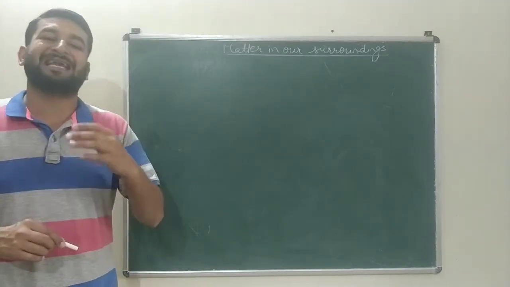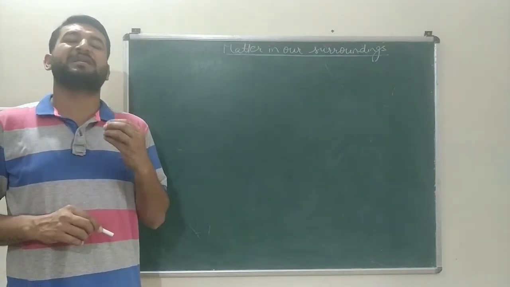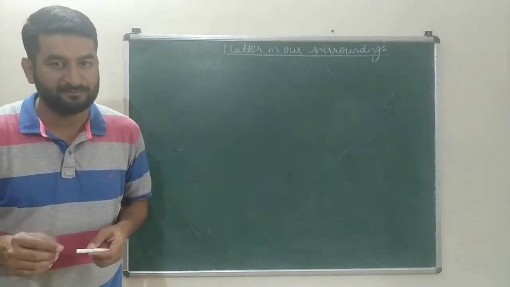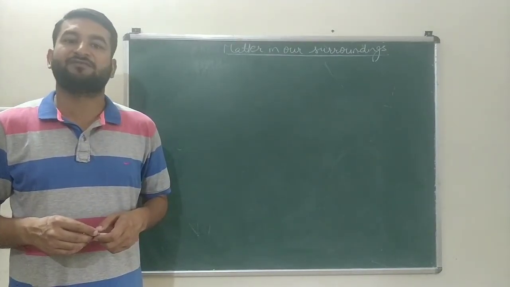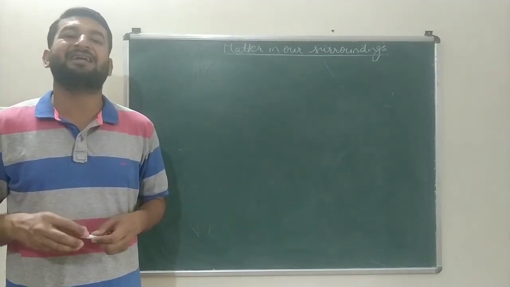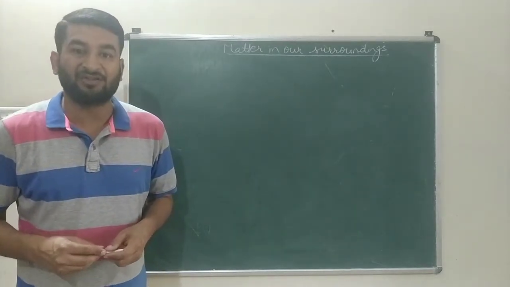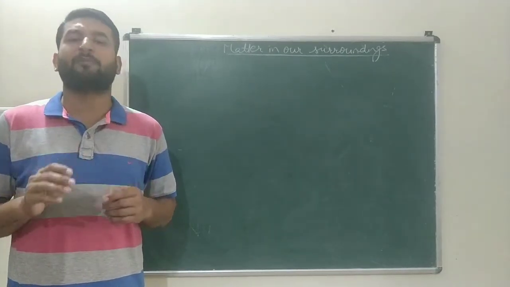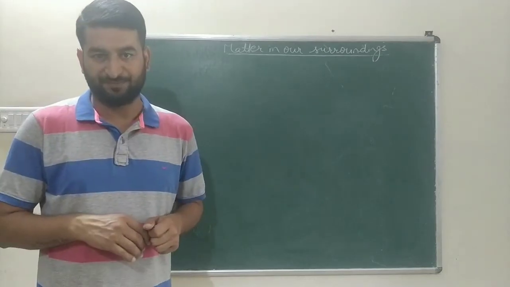Next we have discussed the characteristics of matter. Matter is made up of very small particles. The particles of matter are tiny. The particles of matter have interparticle force of attraction between them. The particles of matter have interparticle space in between them, and the particles of matter keep on moving continuously. These properties along with their activities we have discussed in our previous lecture.